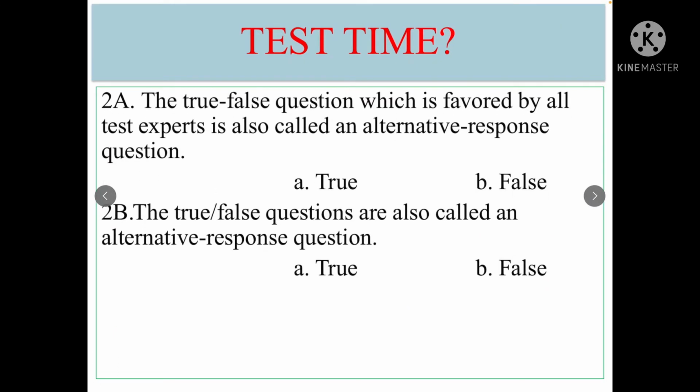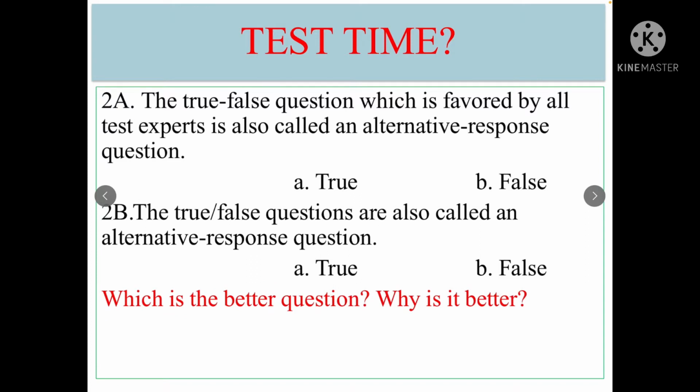Now the second question for you. 2A: The true-false question, which is favored by all test experts, is also called an alternative response question. 2B: The true-false question is also called an alternative response question. Same pattern. Which is the better question out of these two and why is it better? Take 20 seconds to answer yourself. Just pause your video, think and answer yourself. After a few seconds, I will show you the answer.